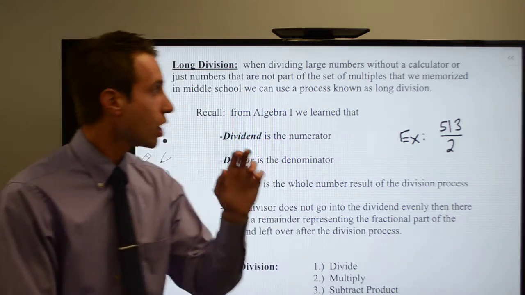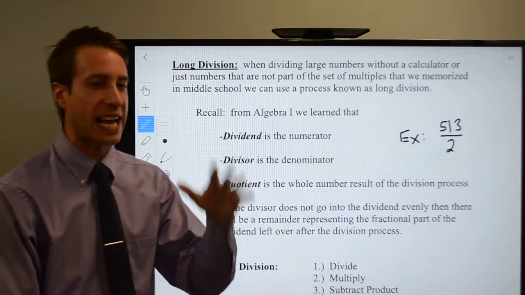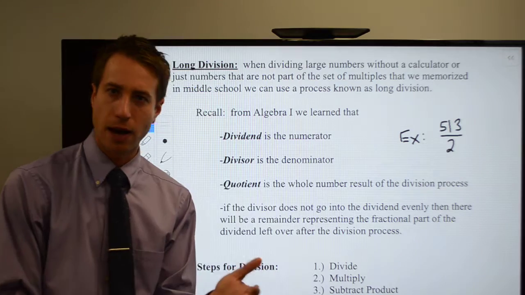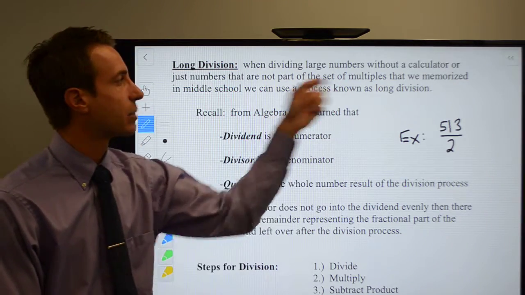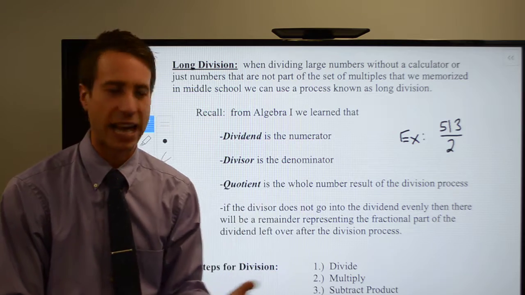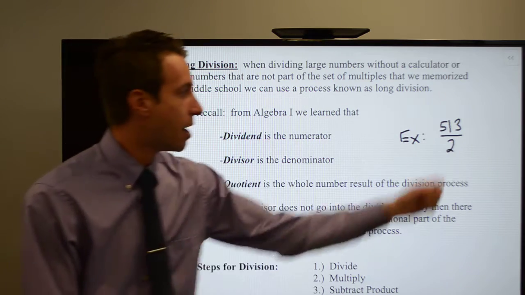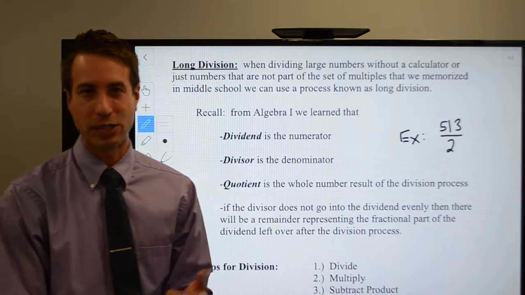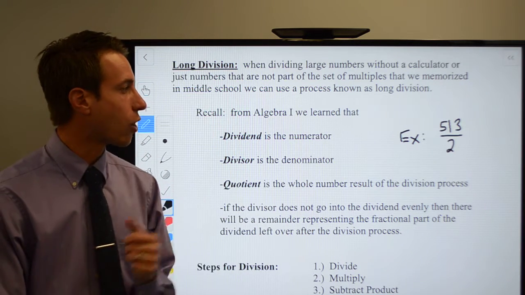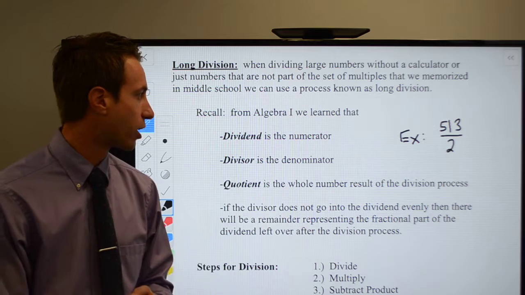So remember, we did long division anytime you were given a problem where you had to do division and you didn't have a calculator, or we were working with something that was not part of the set of multiples that we had you guys memorize. For example, 513 divided by 2, right? Not one of the multiples that we made you guys memorize. So certainly long division will work, and this will be the one that we're going to do.